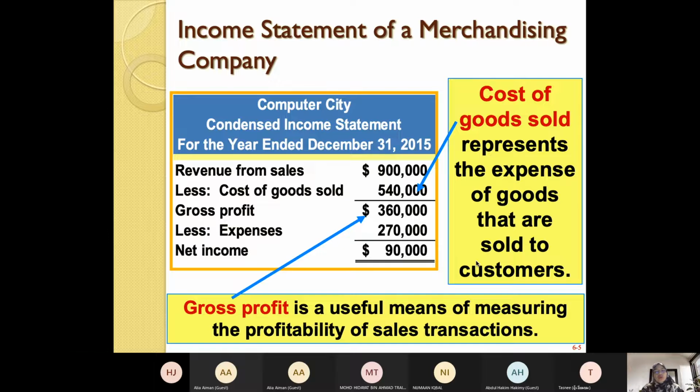So what is the cost of goods sold? It represents the expense of goods that are sold to your customers. So of course, the name is cost. How much is the cost of the goods that you sold compared to the sales, then you know your gross profit. So you use gross profit to measure the profitability of your sales transactions. Is this clear? You must remember this concept or formula: your sales minus your COGS is your gross profit, then you minus your other operating expenditure to come to your net income.